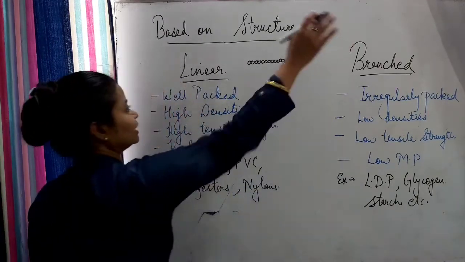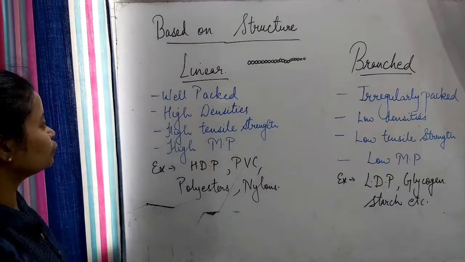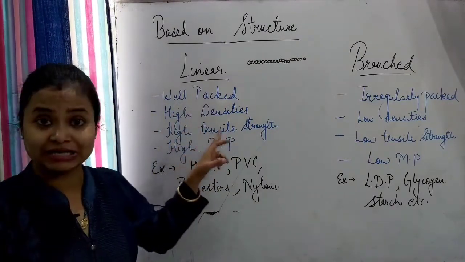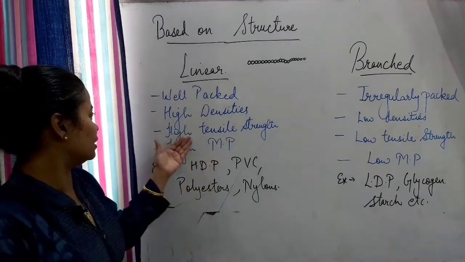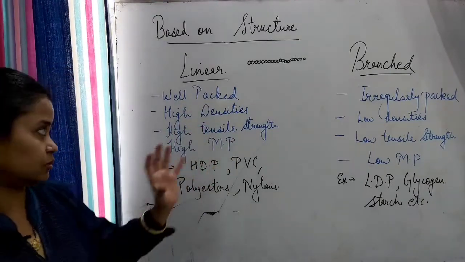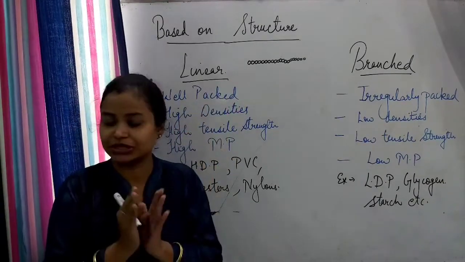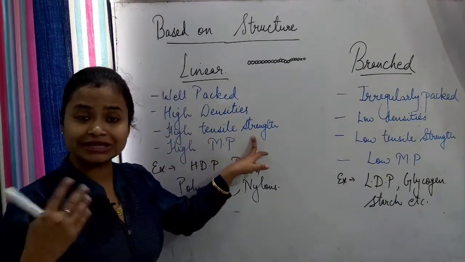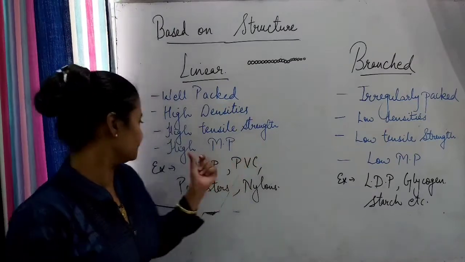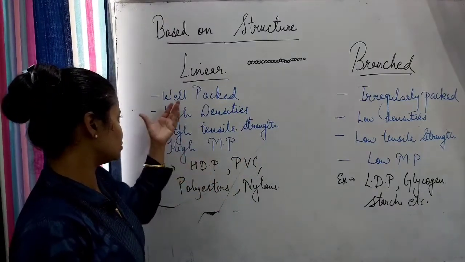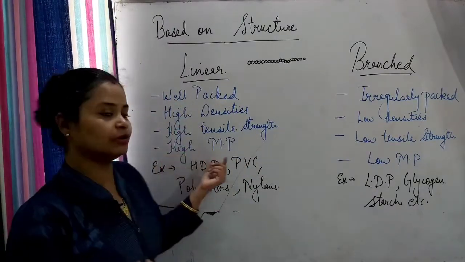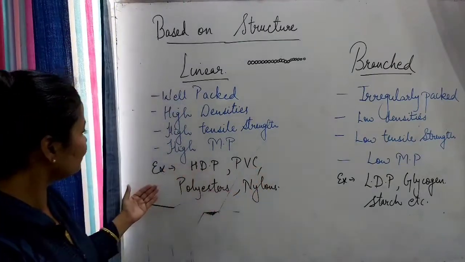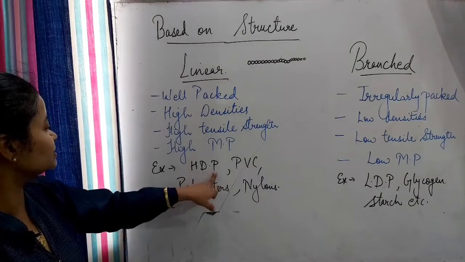To form straight long chains. Fine. So they will be well packed, they will have high densities, because the units are closely packed. Then high tensile strength will be there. Tensile strength is the pulling capacity. And because they are well packed, with high density, they will have a high MP, that is melting point, as well. The example for this is HDP, that is high density polythene.